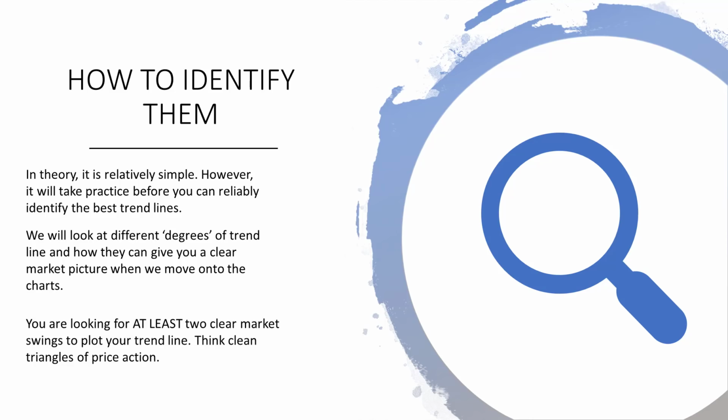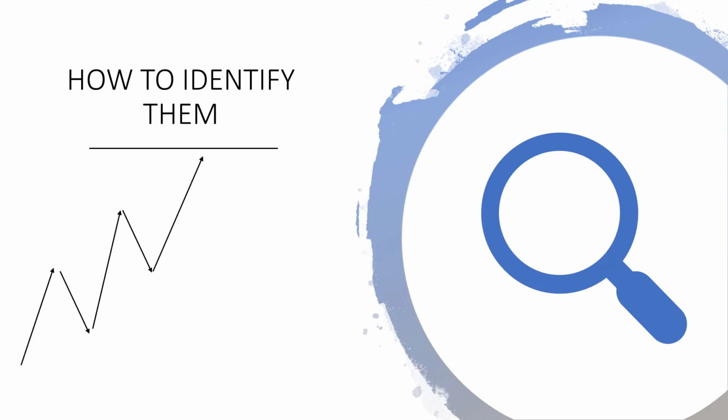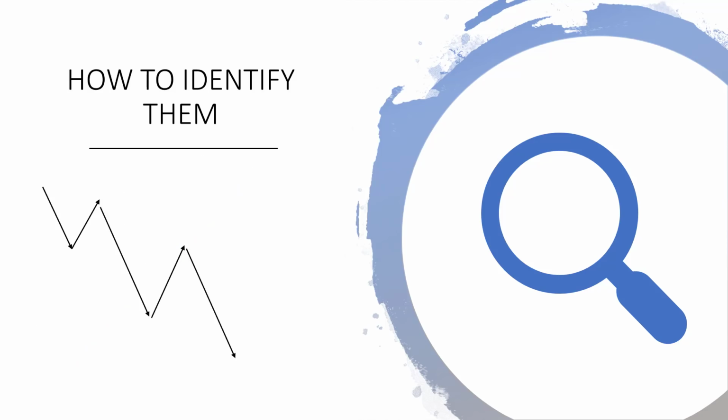You are looking for at least 2 clear market swings to plot your trend line. Think clean triangles of price action. The market should be making higher highs and higher lows, or lower highs and lower lows. This is a simplistic picture of 2 market swings. Here we are making higher highs and higher lows. We will look at this in more detail on the charts. Here we are making lower highs and lower lows. We have 2 clearly defined swings.